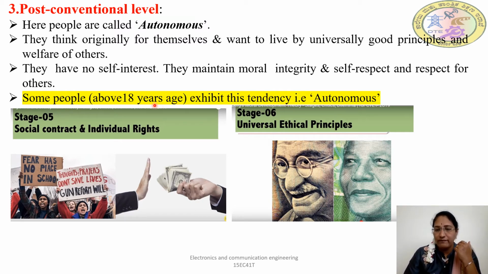So how do they behave? Here the people are called autonomous. Autonomous means, as you know, thinking independently, taking decisions independently, acting on their own. So this we have already studied. Okay, they think originally for themselves and want to live by universally good principles and the welfare of others.